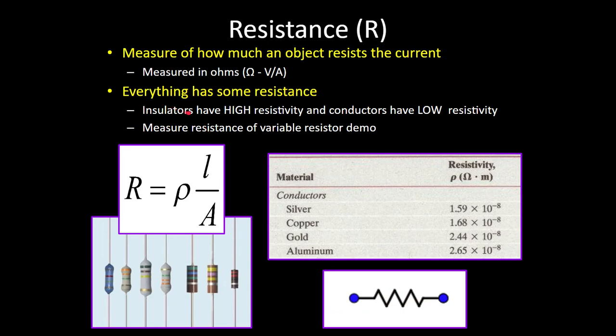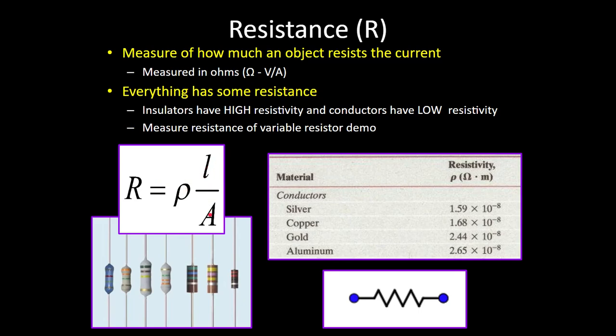But here, insulators have high resistivity. That's what rho is. This is the Greek letter rho right here. That's the resistivity, and that would be a value we would look up. Conductors have low resistivity. So if you want a low resistance, you're going to use something with a low resistivity. Here, hold on. Measures resistance of variable, oh, that's a demo, sorry. Well, I'll explain the demo. So how do you get resistance? It's this resistivity value we'll talk about in a second, and then it's just the length of the wire over the area.